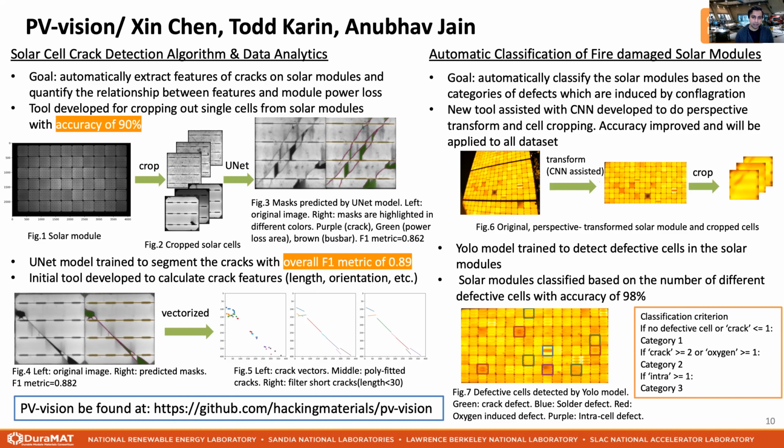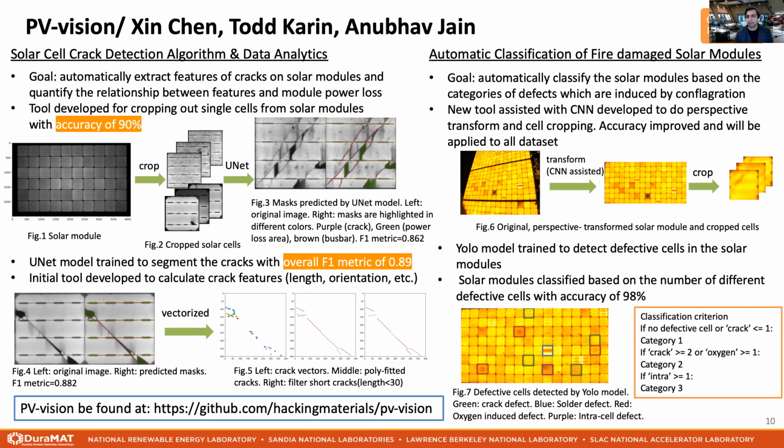So what you see in that image is in the purple, you have cracks. In the gray, you have power loss areas. In the brown, you have bus bars detected. And it can do this with a relatively high degree of accuracy, about 90%, and F1 of 0.86 over thousands and thousands of cells. From that detection, we've actually started to do further analysis and actually look at different crack features, like what's the length of the cracks, the orientation, et cetera. And the goal here is to actually see how cracks evolve with time in response to certain external stressors.